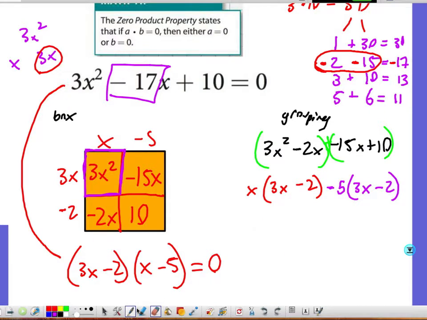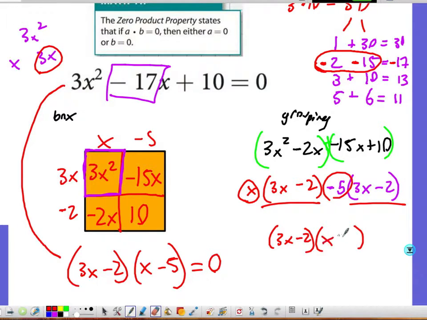Now, do I have the same parentheses? Yes, exactly the same. So that means that 3x minus 2 is going to be in my first parentheses. These combine to become 1. And my second parentheses is basically what is left outside, which is x minus 5 equals 0. There we go. So box method and grouping method, those are two different methods, but they still give you the same answer.